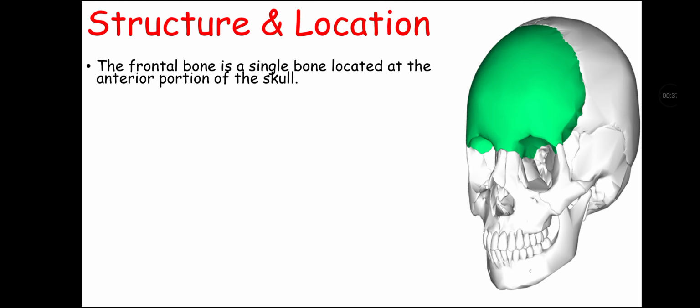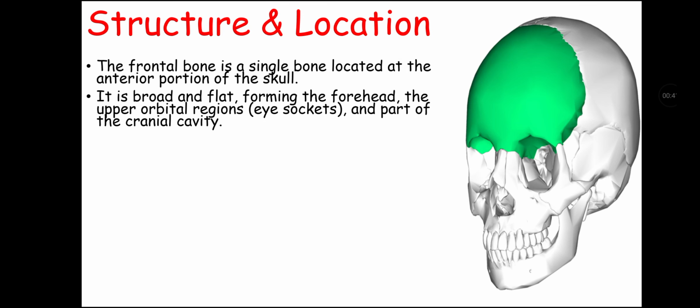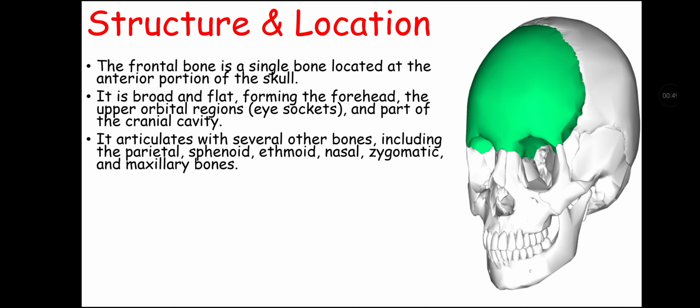and movement. Now let's talk about structure and location of frontal bone. Frontal bone is single bone located at anterior portion of skull. It is broad and flat, forming the forehead, the upper orbital regions that are eye sockets and part of cranial cavity. It articulates with several other bones including the parietal bone, sphenoid bone, ethmoid bone, nasal bone, zygomatic bone, and maxillary bones. The bone consists of two main parts.